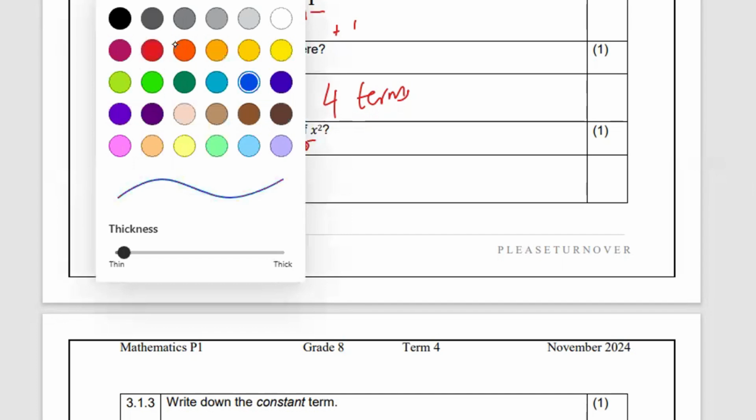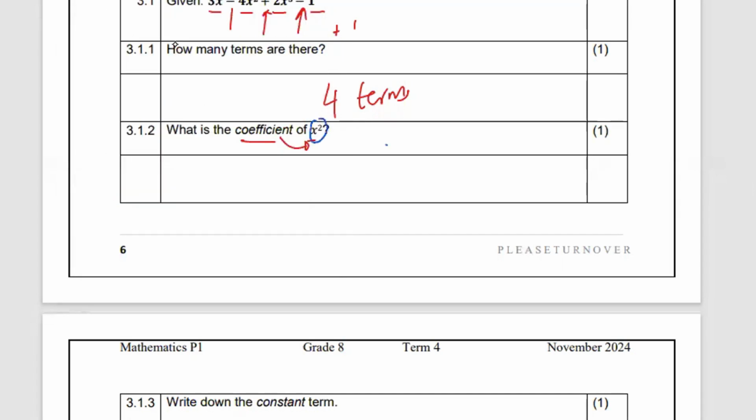So in this case, our interest is x squared. So we go to the expression, we look for x squared. So the number and the sign in front of x squared is this 4 together with the sign. So it is negative 4.